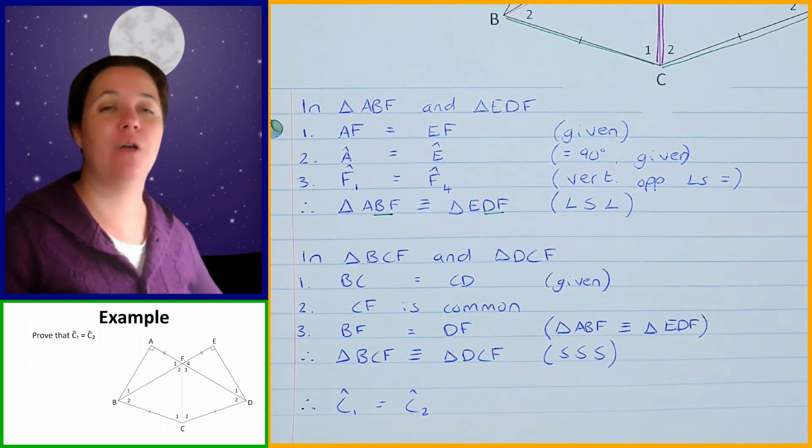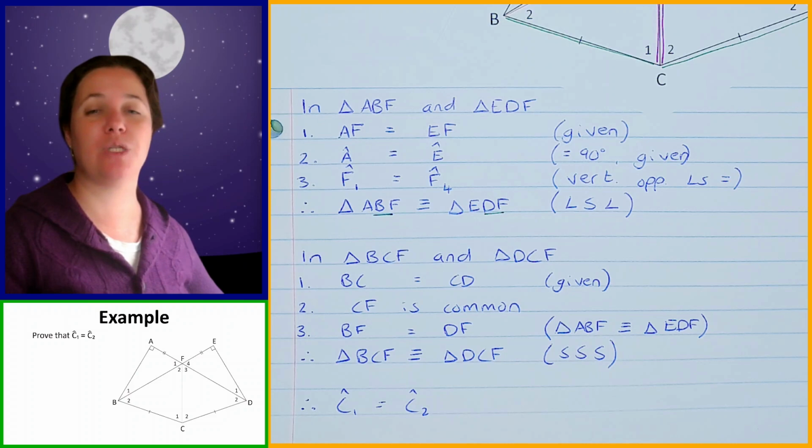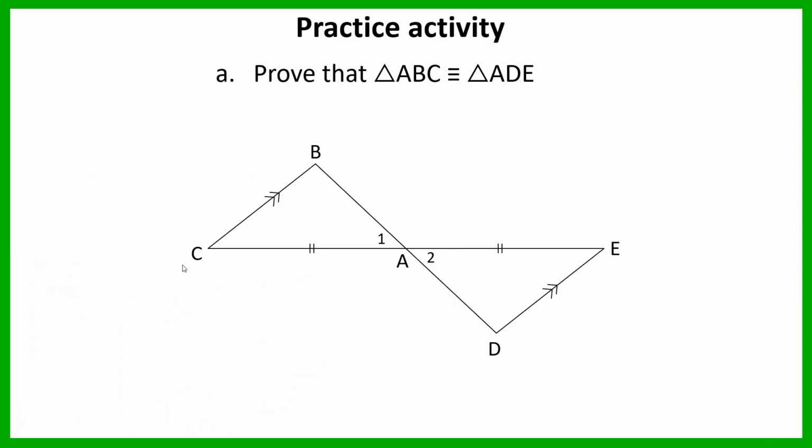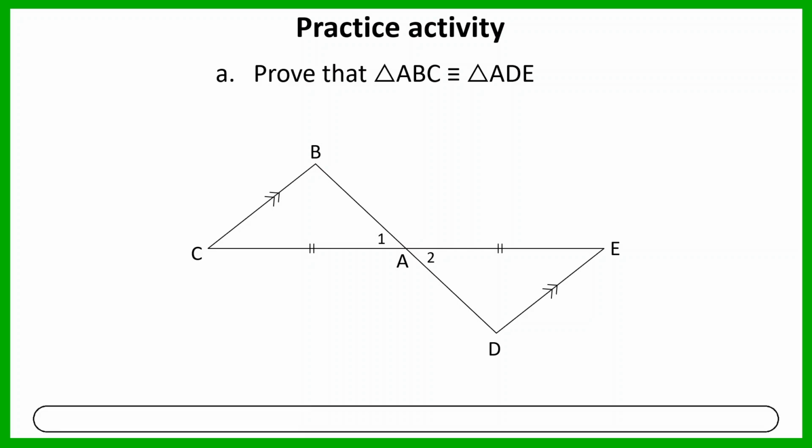Okay, so now I'm going to give you a few that you're going to do for yourself. Here's the first one that you're going to do. Here you've got to prove that triangle ABC is congruent to triangle ADE. I'm going to give you 2 minutes for this question.